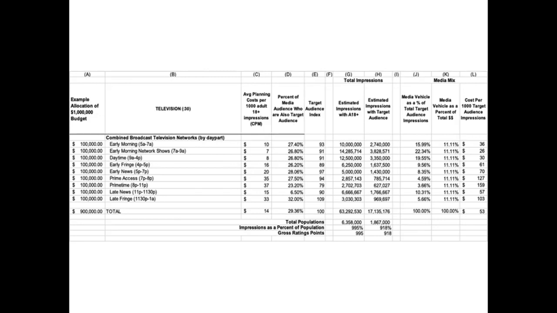So, what's the best strategy? How do you balance between total impressions delivered, target audience impressions delivered, and cost? Are efficiency gains worth higher costs? That's all for you to decide and ultimately convince your client of each media vehicle's value. There's no single correct answer.